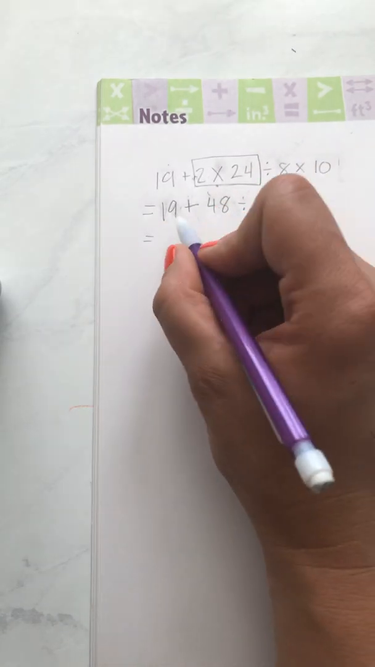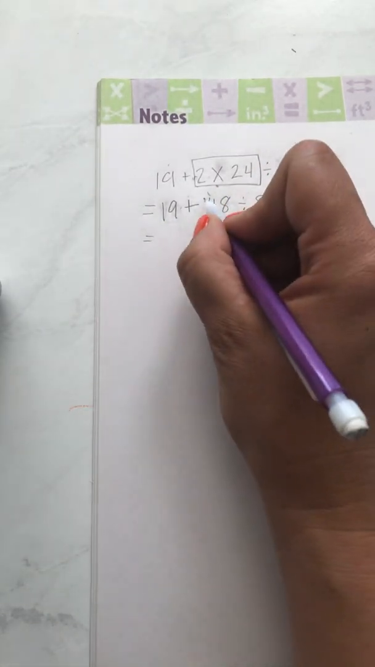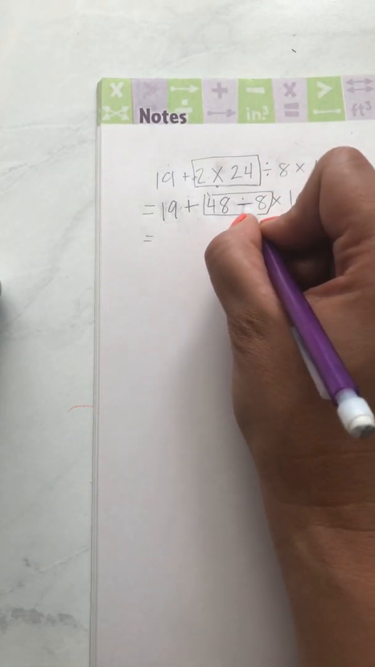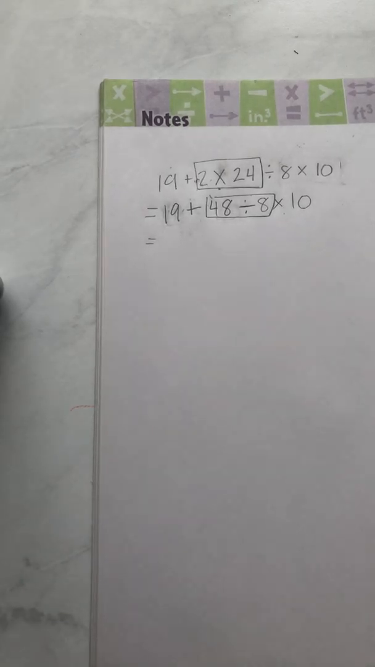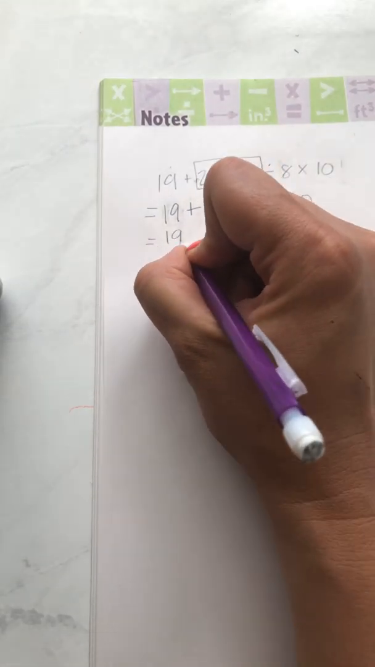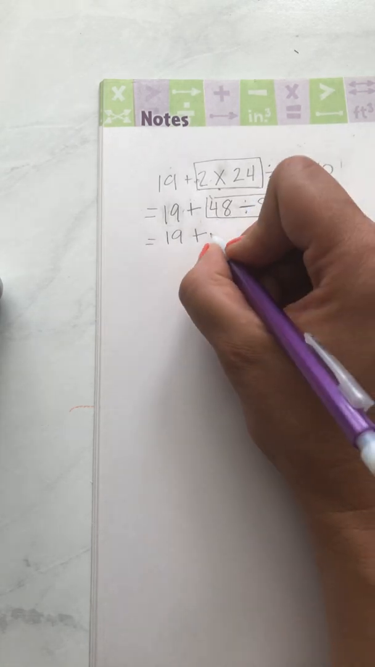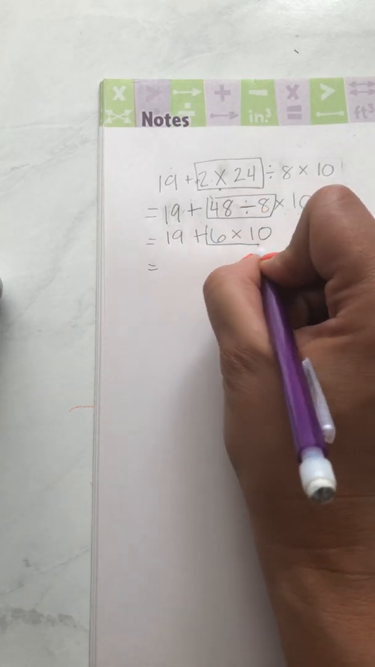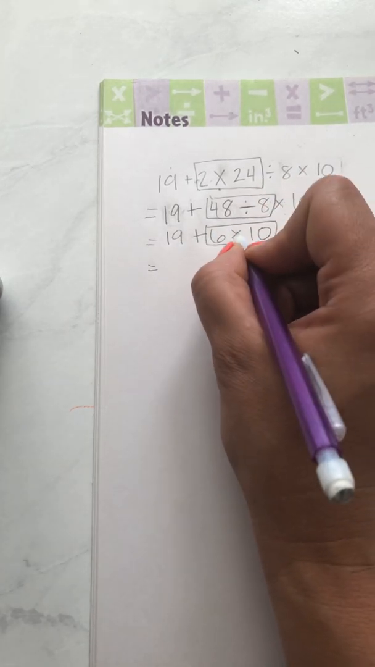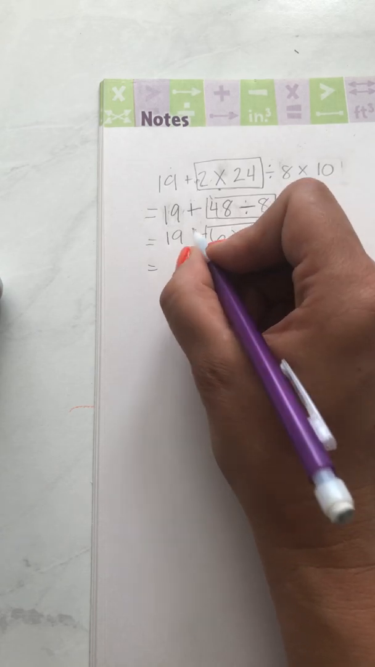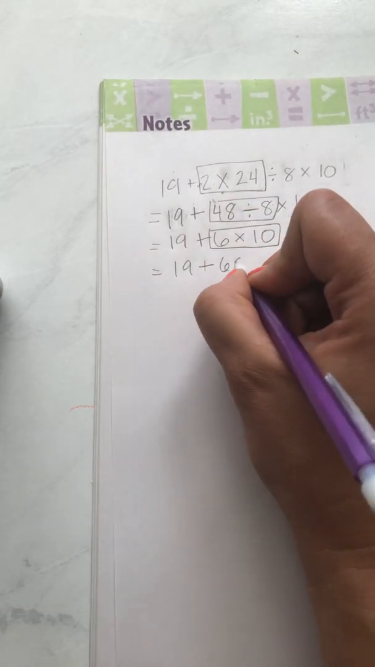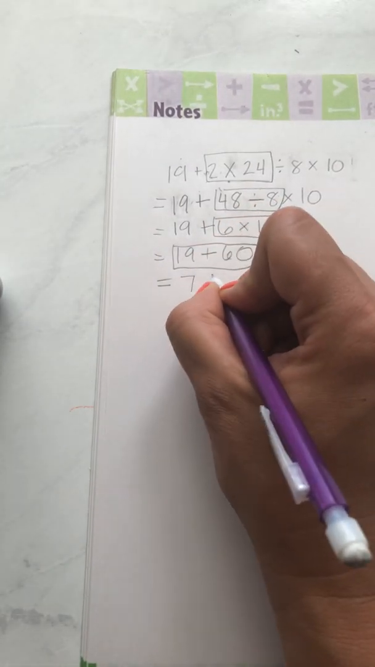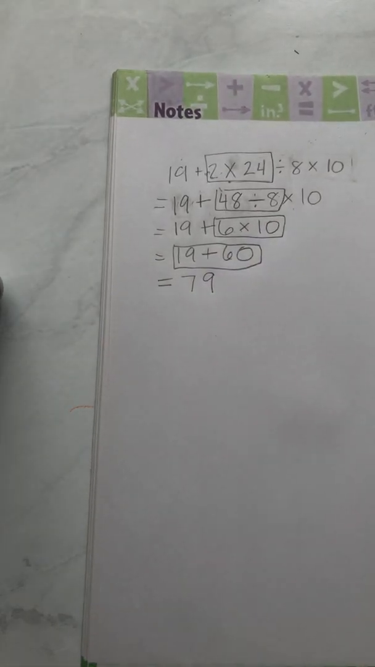Because then if you look at this expression, what do you solve for next? This part right here. Because you do multiplication or division first, depending on what comes first from left to right. So I'm going to solve for this one first. So bring down the 19 plus, 48 divided by 8 equals 6 times 10. So equal sign, I'm solving for this first because it's a multiplication sign and it goes before the addition. So 19 plus 60. Now I can solve for that 19 plus, and so this is 79 is your final answer.